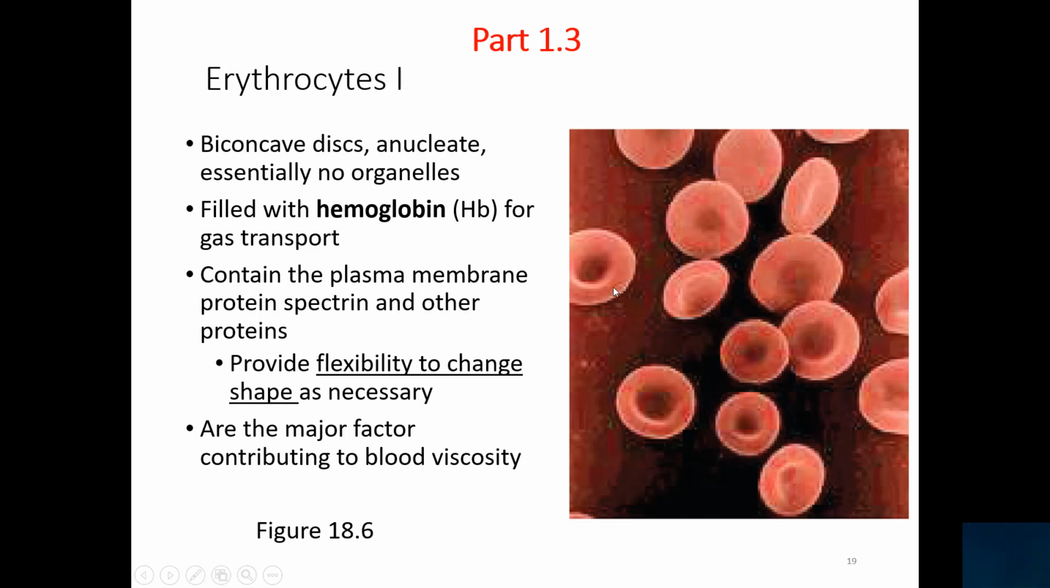Special proteins, especially spectrin, contained in the plasma membrane of red blood cells make them very flexible. So when they go through the tiny capillaries, they can bend and fold to fit into those capillaries. And red blood cells are the major factor contributing to blood viscosity. The more red blood cells we have in the blood, the thicker the blood is going to be.